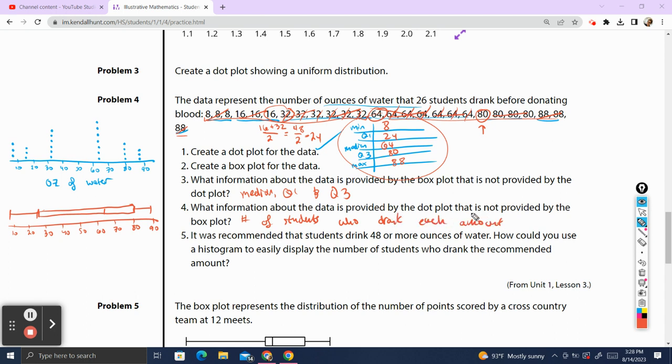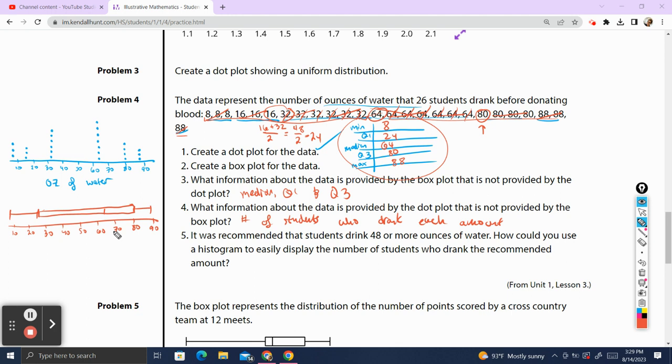Because in the box plot, we can see that the middle 50% of students drank somewhere between 24 and 80, but we don't actually know how many students drank each amount. Versus here, we can see that exactly 7 students drank 54 ounces of water. So we can see those exact values, and that information is not given to us in the box plot.